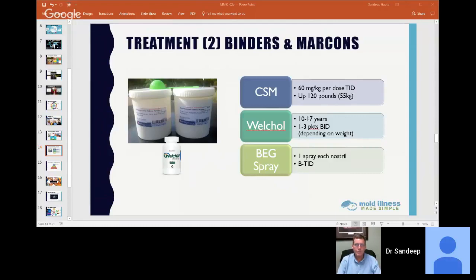Now, if they're an older child and they have tested positive for MARCoNS, there is something called BEG nasal spray, which is usually sourced from a compounding pharmacy such as Hopkinton Drug in the United States, or in Australia, Your Solution Compounding Pharmacy or another compounding pharmacy. And often the dosage is 1 spray each nostril 2 or 3 times a day, rather than 2 sprays 3 times a day, excuse me, that we use in adults. Moving right along here.